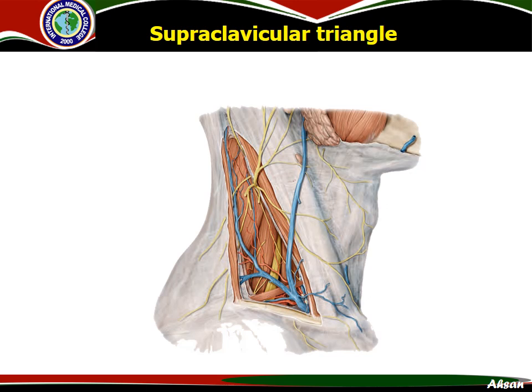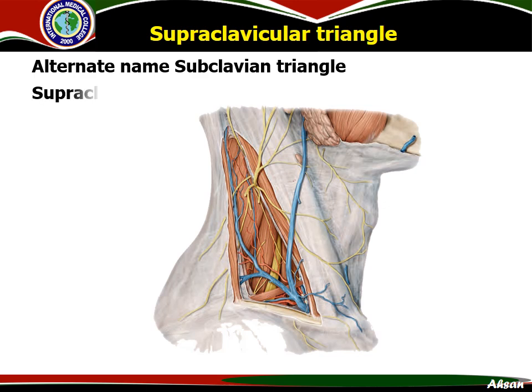Supraclavicular triangle is just above the mid part of the clavicle, and this is below the inferior belly of the omohyoid muscle. So this area on the surface looks like a depressed area, so it is known as supraclavicular fossa. The other name is subclavian triangle because the important structures in this area actually lie behind and below the clavicular area. Its contents are especially important.